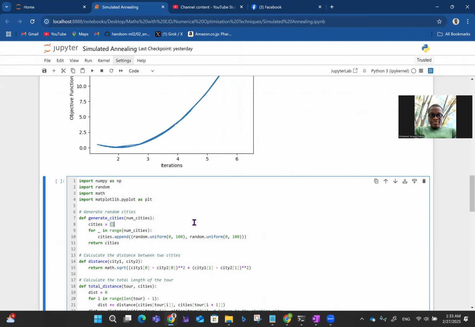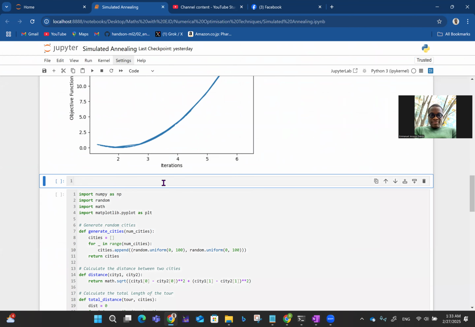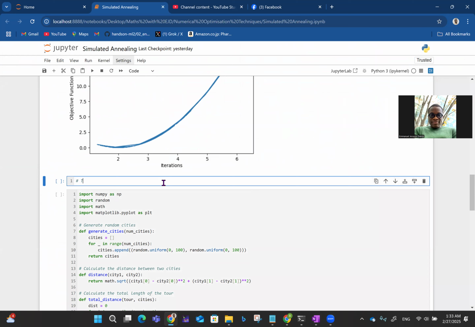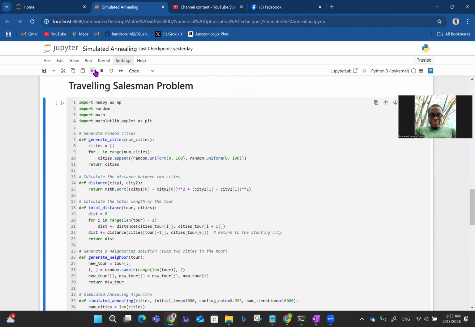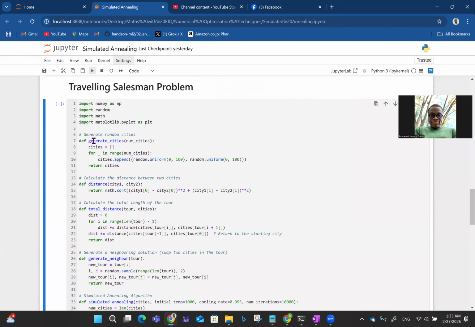Let me name it as necessary. So this is traveling salesman problem. Okay. You need to mark down and run. So we have the traveling salesman problem for the second one. So here now we generate the cities randomly. So the cities we added, you can see it's all random. So you see the random library is used.